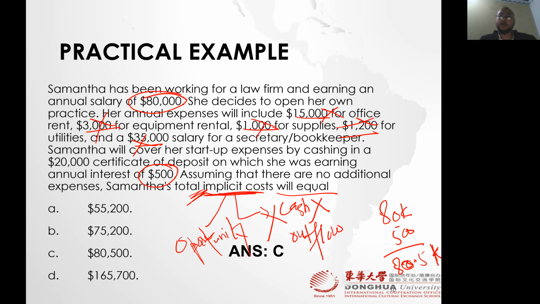If the question says total opportunity cost, then you need to also find out explicit, but this question is not complete. Why? Because these are all our investments and the cost of investments are not mentioned. Otherwise, there would be more data.